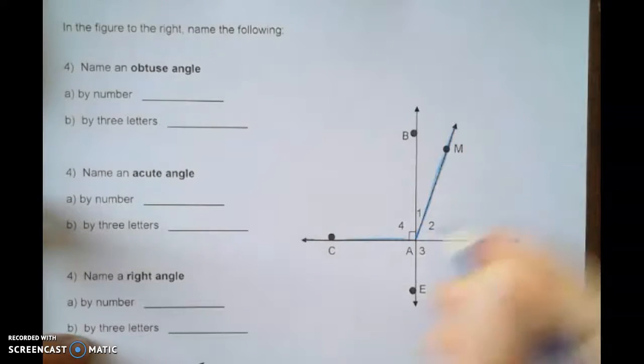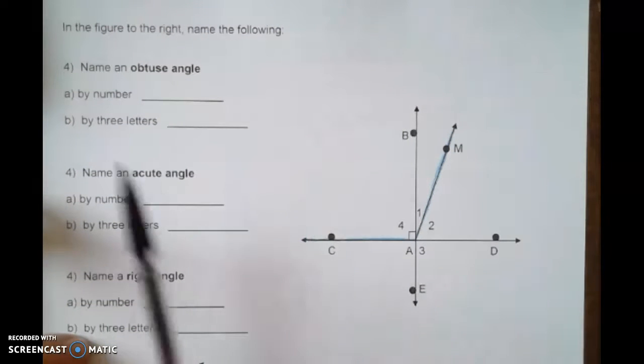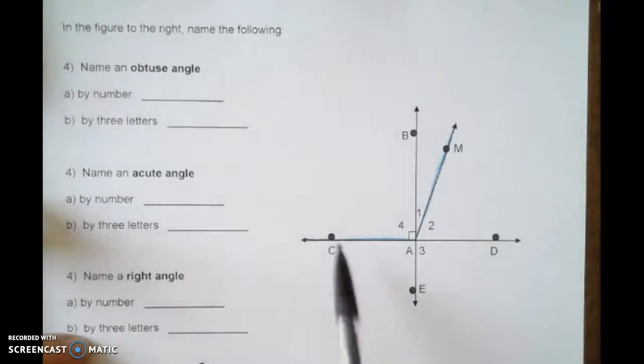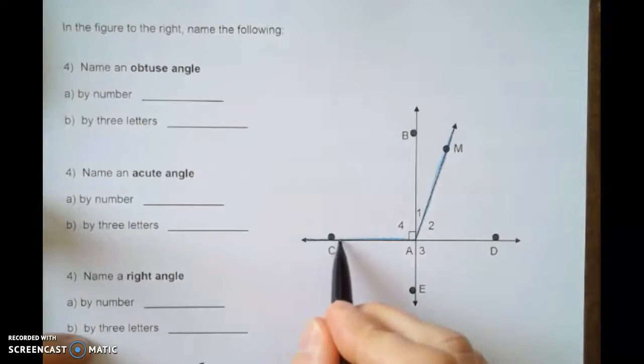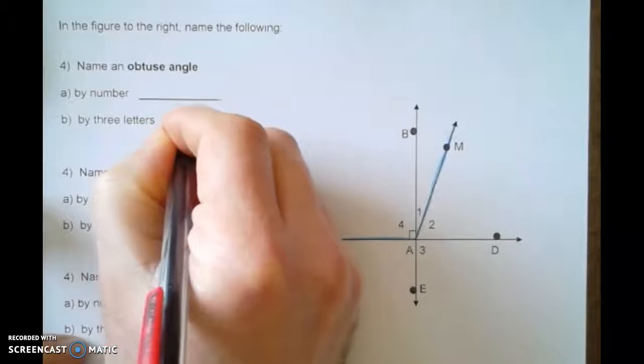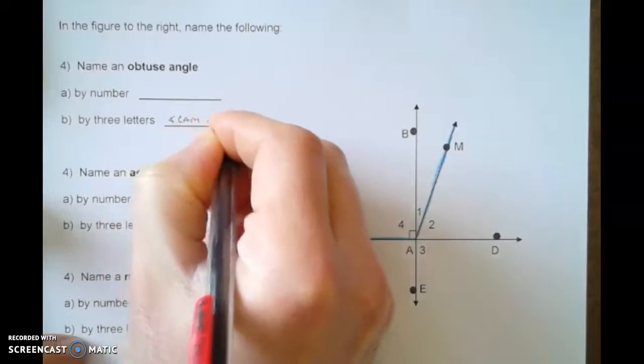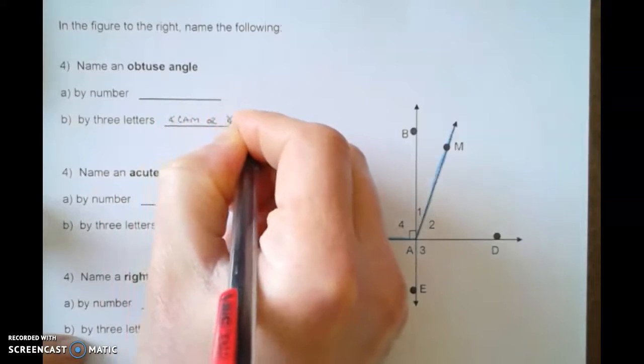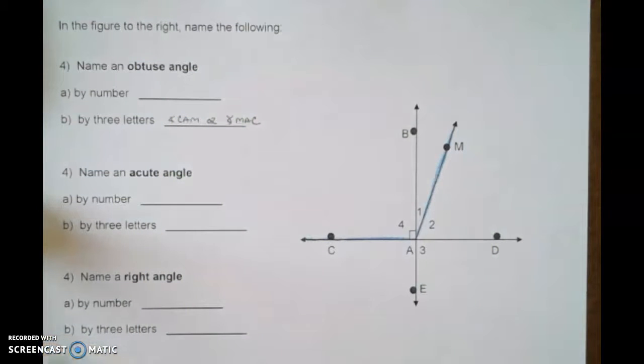Okay, so if I take a look at this angle right here, let's start by naming it by 3 letters first. If I did that, that would be angle CAM. Angle CAM, or you could name it the other way, which is angle MAC. Either one of those is fine.